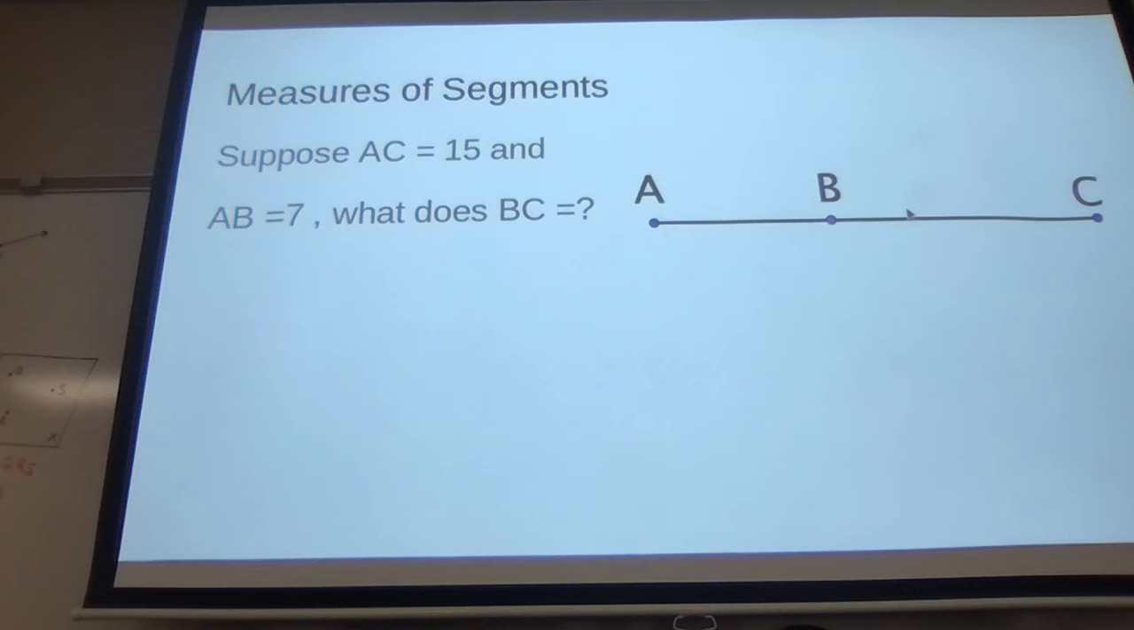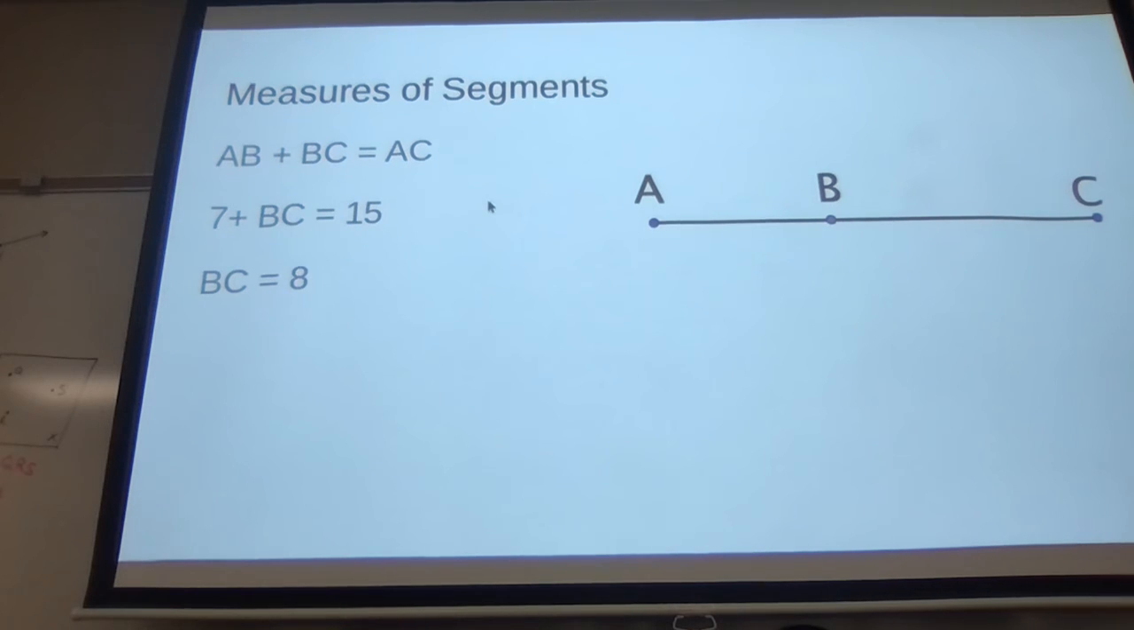Anybody figure out what you do to find BC? 15 minus 7. The whole thing is 15. The little part here, AB, is 7. You take 15 minus 7. That's 8. Or another way of looking at that, you add the 2 little ones together, you get AC.